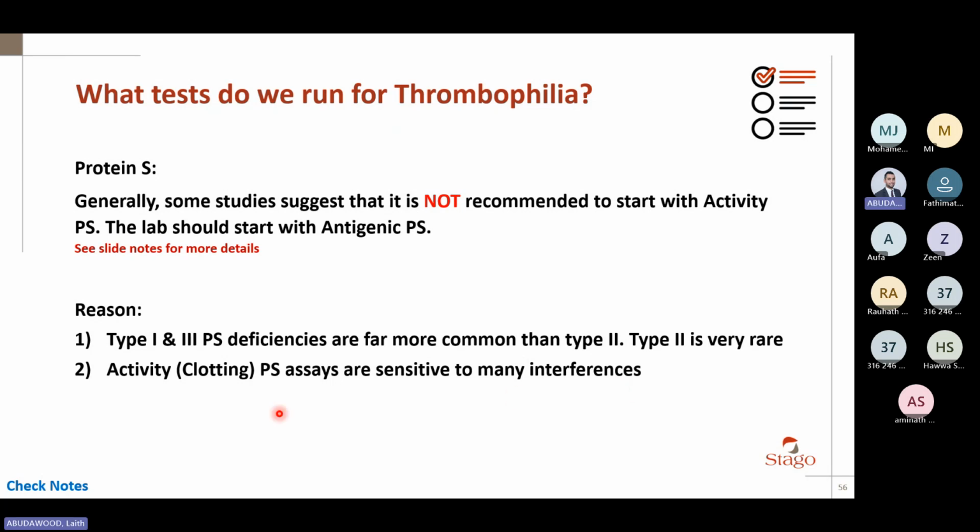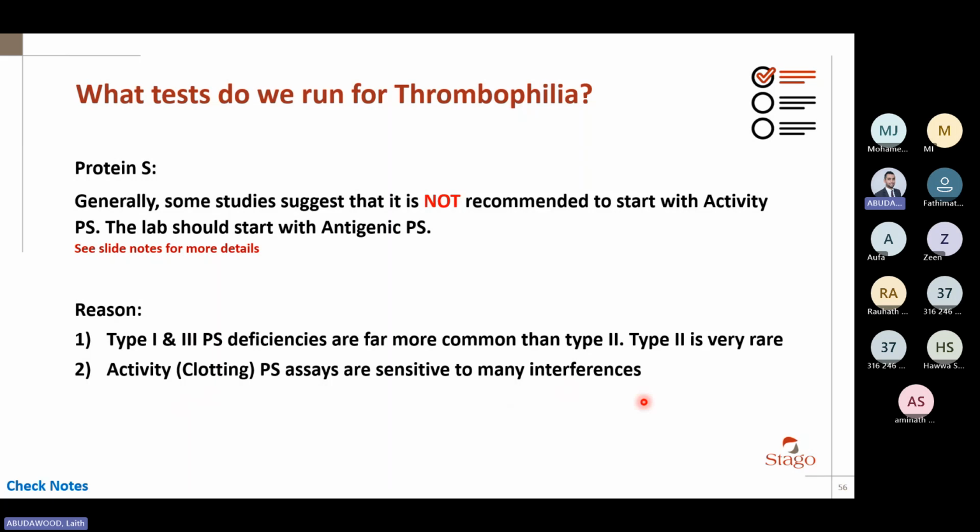The issue is this. Generally, protein S activity assays are very sensitive to a lot of interferences, which means we are at risk of reporting false positives in many cases, which is not ideal, of course. So then, what are the suggestions? What should I do? Many studies suggest that you start with the quantitative assay, which would cover most of the patients who would have a problem with the protein S.